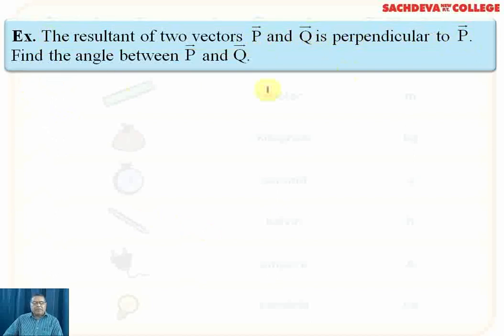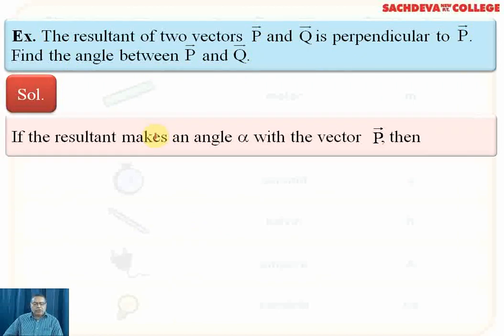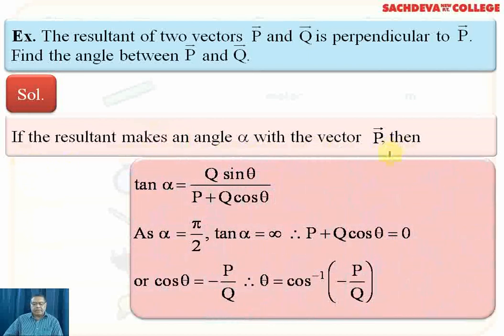Well, in the next question, we find that the resultant of the two vectors P and Q is perpendicular to P. Find the angle between P and Q. To solve this question, if the resultant makes an angle alpha with vector P, then according to the parallelogram law of vectors, tan alpha will be estimated by Q sin theta over P plus Q cos theta. This is a formula which normally we derive from the parallelogram law of forces or the parallelogram law of vectors.